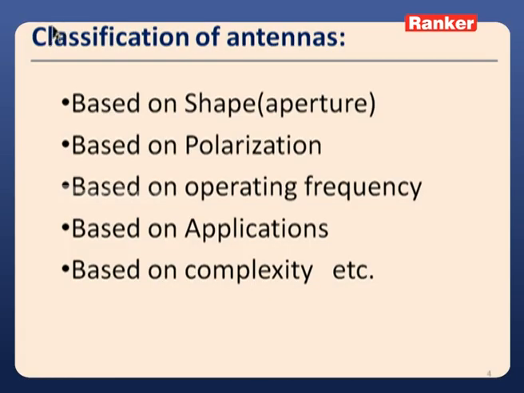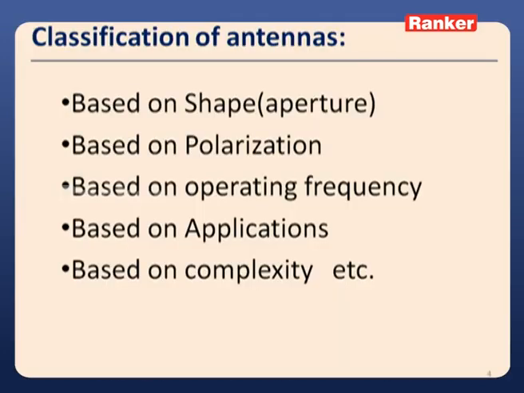Now let me go through the different classifications of antennas. Observe, the antennas are classified based on different parameters. The first one is based on shape, that is, how the aperture is given. If the aperture is like a parabola, it is said to be a parabolic reflector. If the aperture is like a horn, it is a horn antenna. If it is a simple thin linear wire, it is a linear wire antenna or dipole antenna. Purely depending upon the shape, the antennas are classified.